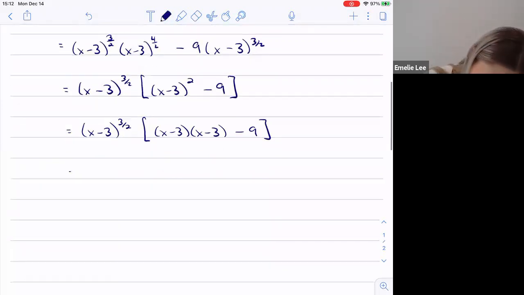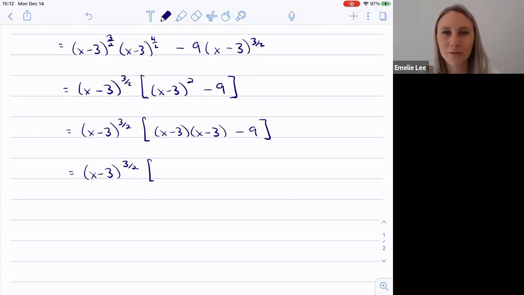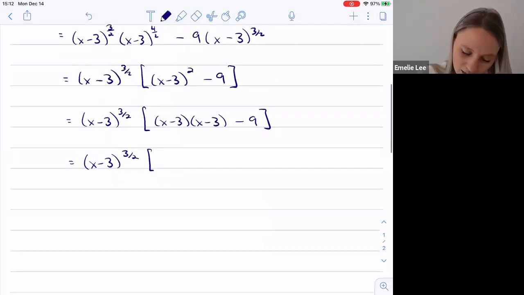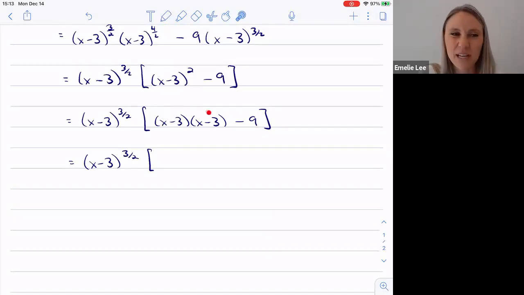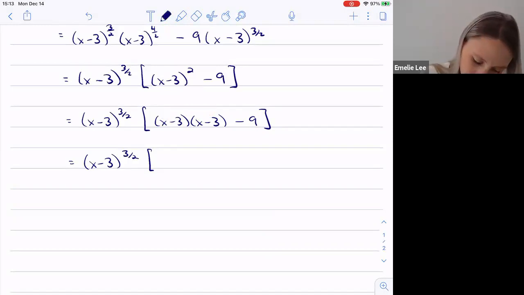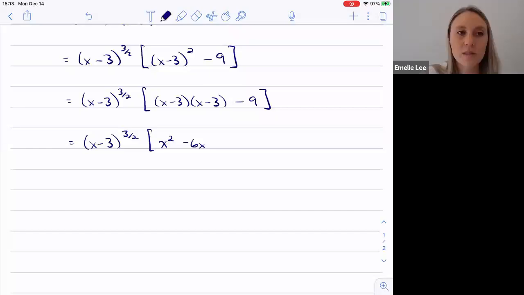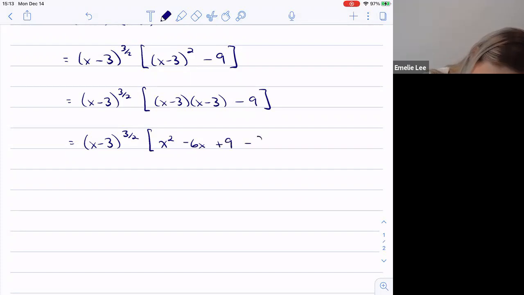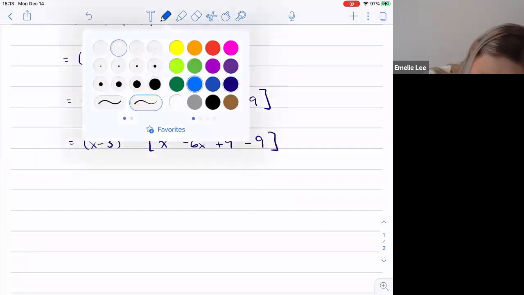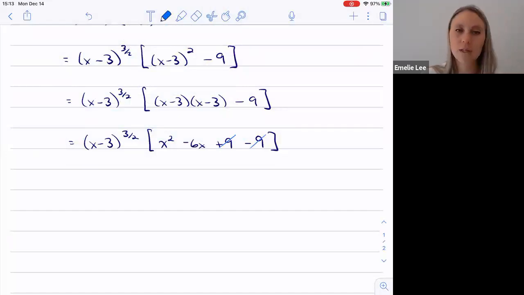All right, so let's do it. x minus 3 to the 3 over 2. Well, now I might show off, right? x squared minus 6x plus 9. But typically I would just take the time and show all that work, but we're on a time crunch. x squared, minus 3x and minus 3x makes minus 6x, plus 9 and then minus 9. Wow, plus 9 minus 9 goes away.